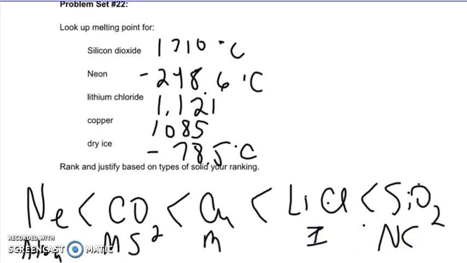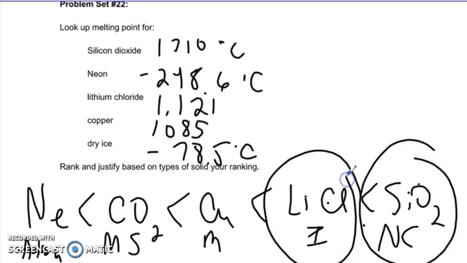I've said everything I can, but that is the basic ranking that you need to know. So the network covalent by far is the largest. There's only three of those to worry about. Most ionics would be next in line. Remember what we said about metals? They have a wide range, and these two are always going to be your lowest.